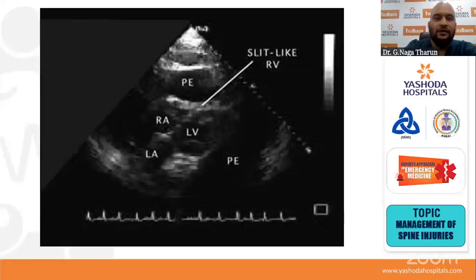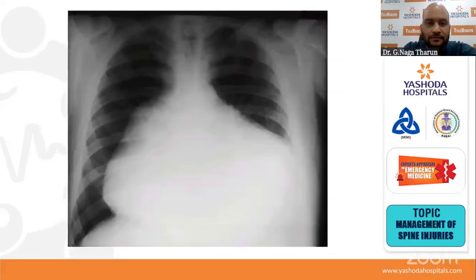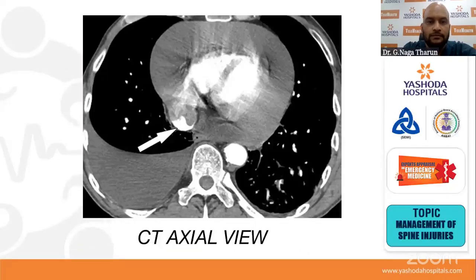And in this EFAST, we can see the RV is a slit-like structure and the pericardial effusion is massive, and the RV is not at all visible and it is compressing the adjacent organs. It's a massive pericardial effusion in this image. And in this X-ray, there is cardiomegaly with the pericardial effusion, and it is obstructing the left lung and everything. And this image is a CT image where we are seeing a slit-like image.